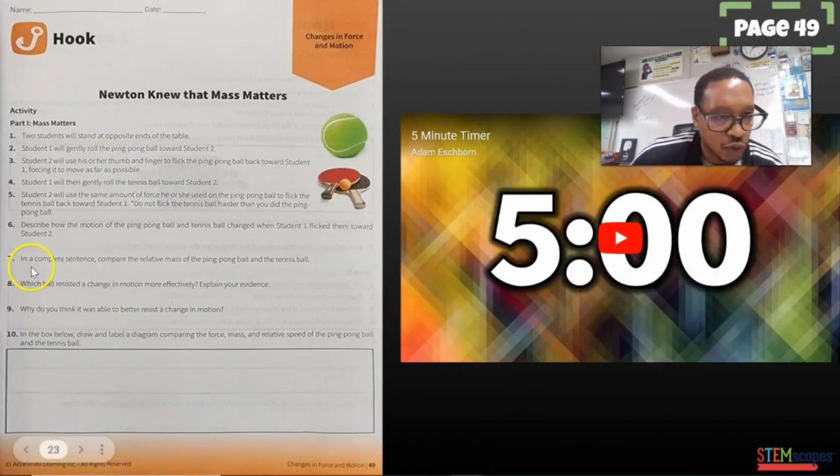Okay, next question. Question number 8. Which ball resisted change in motion more effectively? Here's the thing about the word resist. It means to push against, to fight against. So when this one was flicked, it went really fast. When this one was flicked, it didn't quite go as fast. So the tennis ball resisted the change in motion more than the ping pong ball.